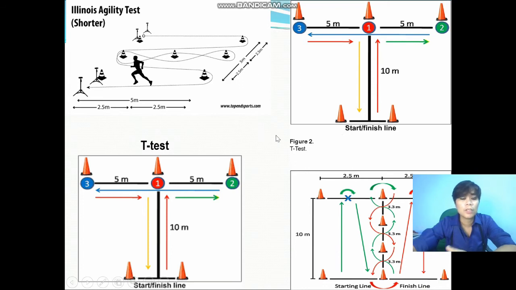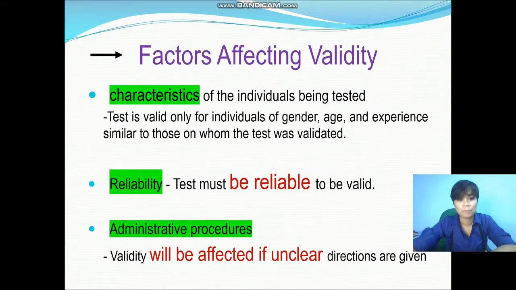So which one is more valid? Which one is more suitable? Okay, so if it is measuring agility, it should measure agility, not something else. Okay, right. So what are the factors affecting validity?